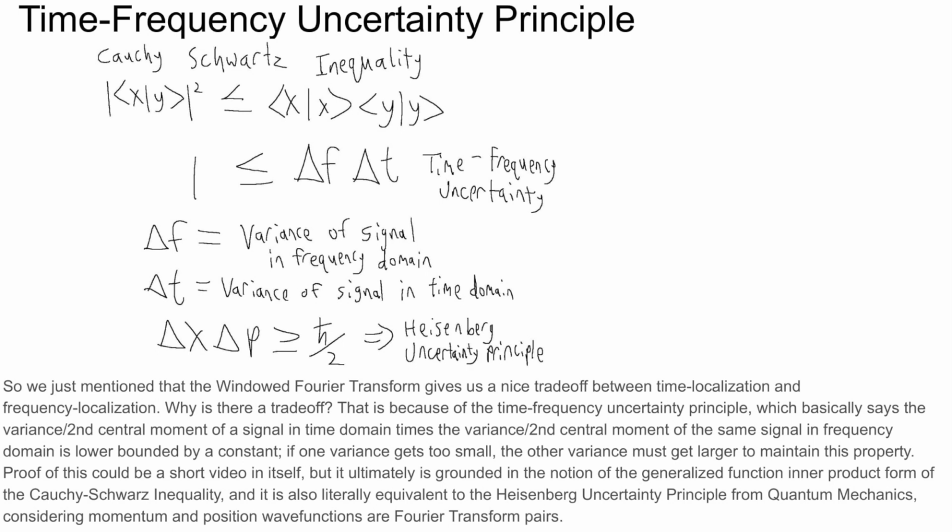Proof of this could be a short video in itself, but it ultimately is grounded in the notion of the generalized function inner product form of the Cauchy-Schwarz inequality, and it is also literally equivalent to the Heisenberg uncertainty principle from quantum mechanics, considering momentum and position wave functions are Fourier transform pairs.